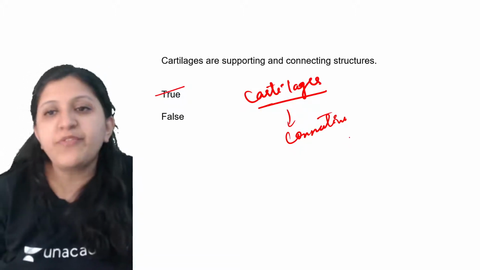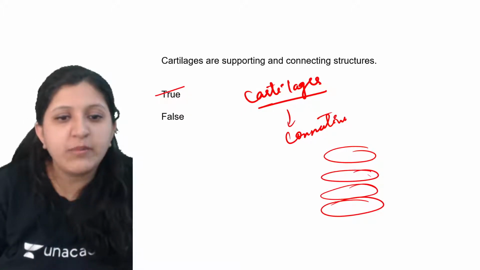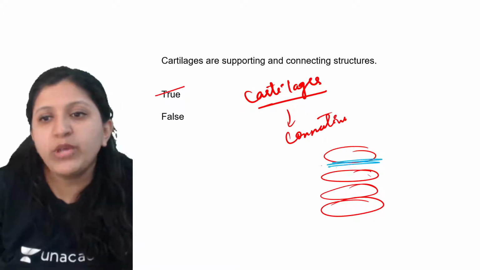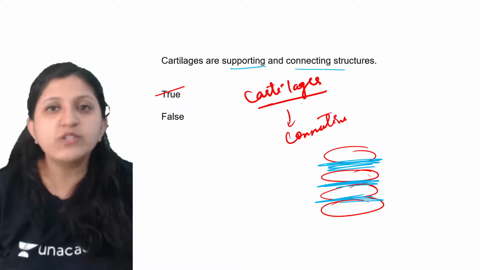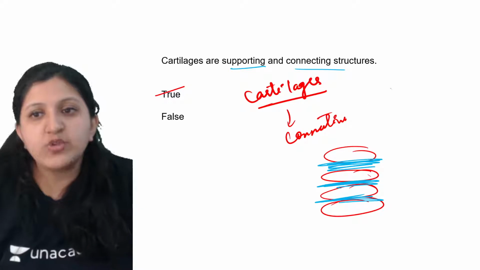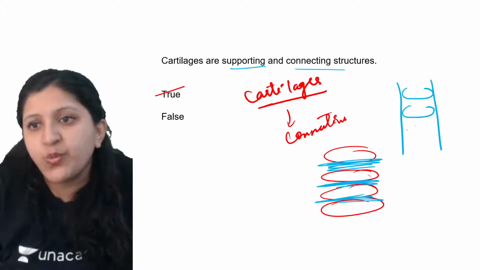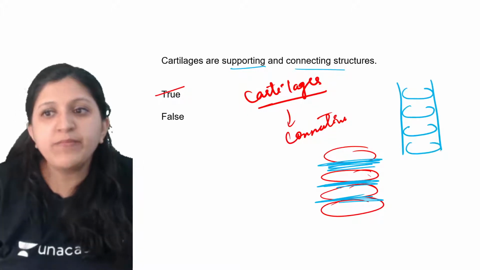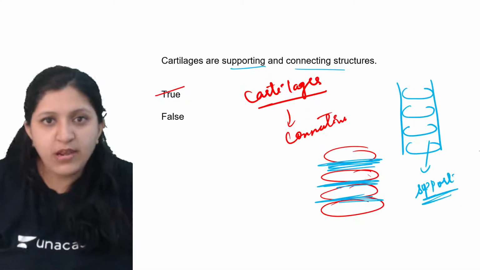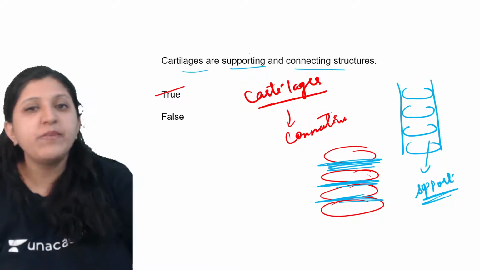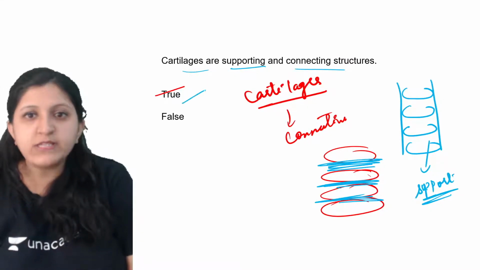If I have to take an example, take bone to bone connection. This is a bone, a vertebral column bone, and in between you can find a cartilaginous support. It is also a connecting link. In the same way, in the trachea you will find C-shaped cartilaginous rings. This is again for support. Cartilage is one such thing which is a connecting and supporting structure. So it is true here.